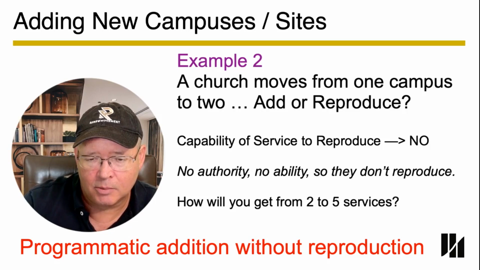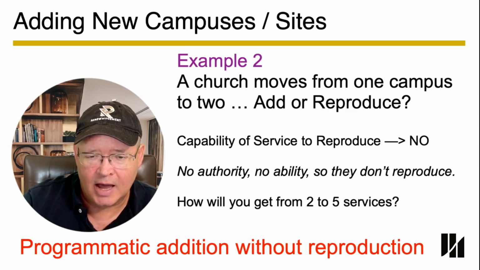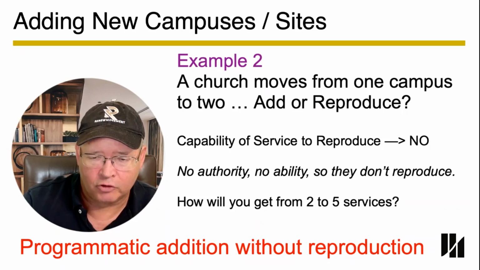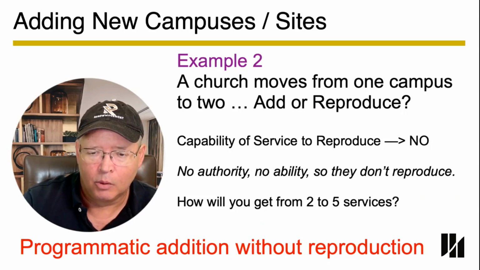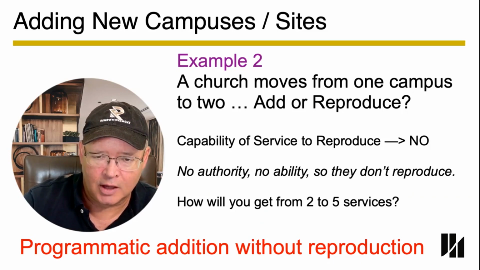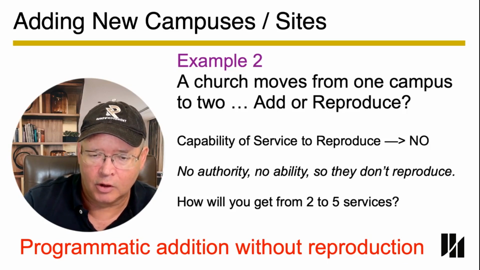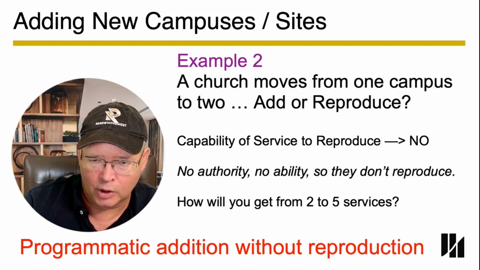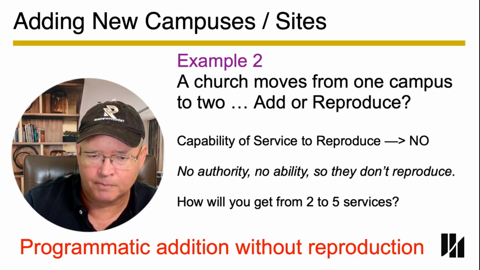99+% of cases in American churches, a site does not have the authority on its own to turn around and reproduce again without a central organization, the elders, the original campus, without someone else agreeing to it. Because that daughter campus does not have the authority on its own to turn around and reproduce, you can't get to reproduction. It has no authority, no ability, so they don't reproduce.